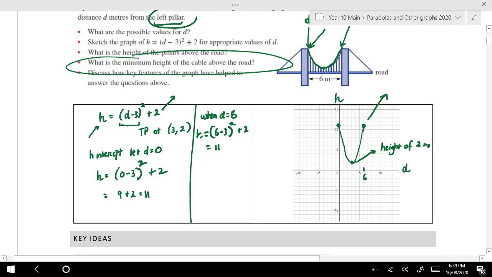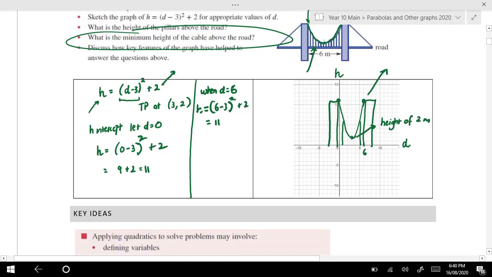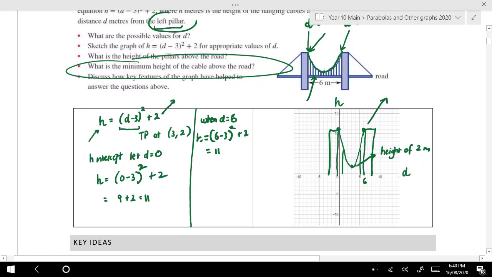And I guess, yeah, we've sketched the graph. As you can see, this is the left pillar, and this is the right pillar. And I guess the height of each of these cables can be determined from the distance from the left pillar. So that's these guys here, which of course is going to vary with the distance from left to right. These are the style of questions you're going to be able to do.